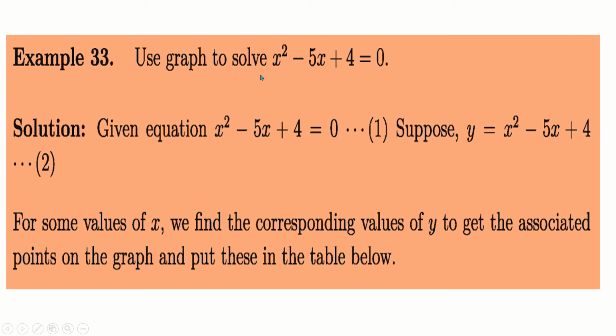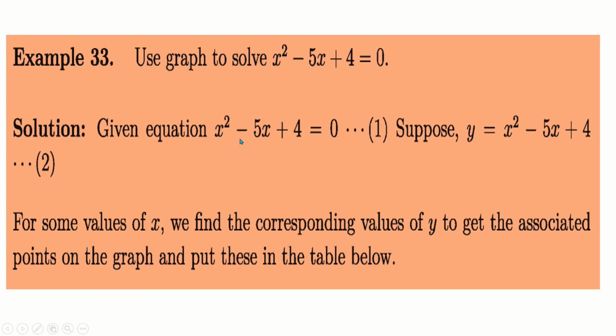Using a graph to solve x square minus 5x plus 4 equal to 0. This type of quadratic equation we had already solved in a previous class by using the formula. That means by using the formula we can easily find the values of x. As this is quadratic, x has two values. Okay, now we'll solve by using a graph.